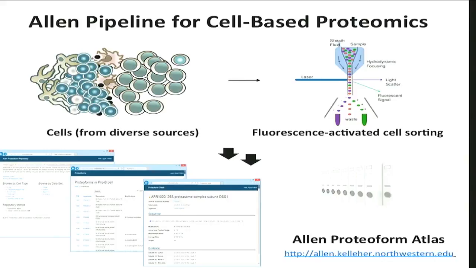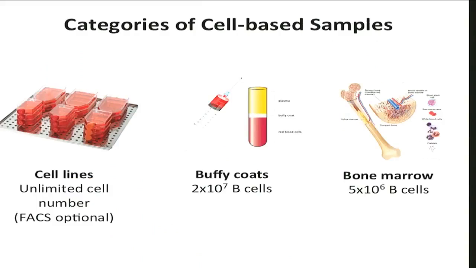The output of this will be the Allen Proteoform Atlas, and I'll get into this a little bit more, but it's an open database that has the cell types in the projects, and then you can drill down on the proteins within them. So these are the 3 sources of cells. I mentioned these 2 already. Buffy coats from blood donors, bone marrow, harder to get, with fewer B cells within them, and then cell lines for technology development. Underlying this project is a fair amount of hustle to develop these technologies to actually be applicable to these kinds of total B cell numbers.